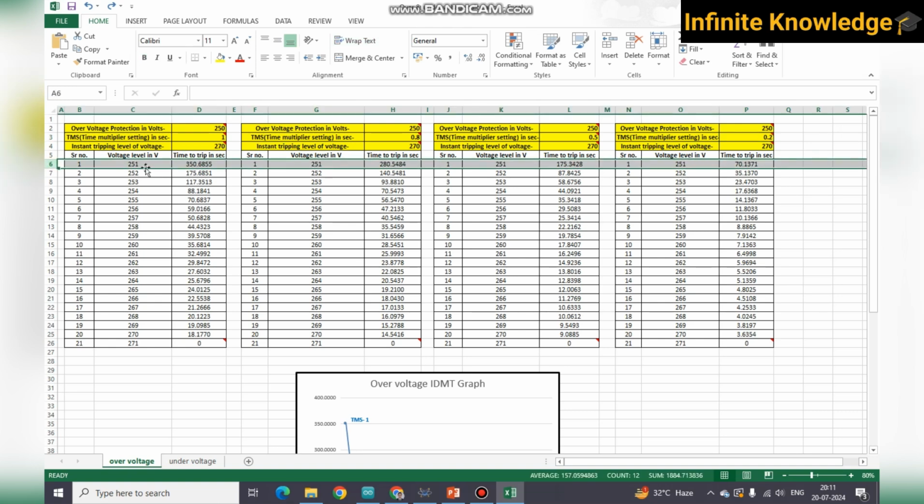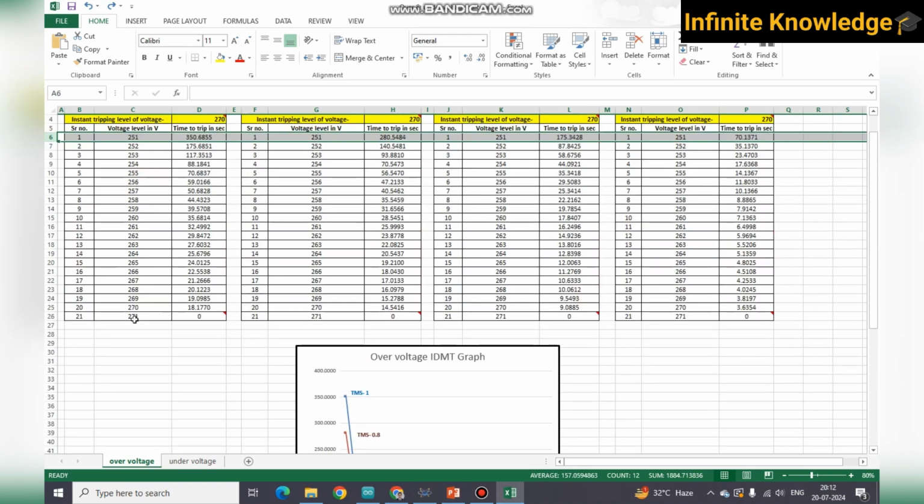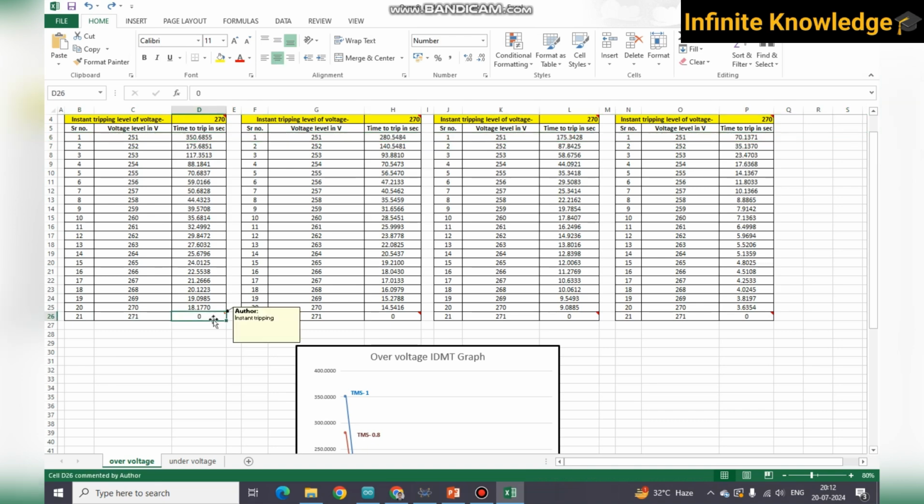You can see here very clearly, for 251 volts, for 1 TMS your tripping is 350 seconds, for 0.8 it is 280, for 0.5 it is 175, and then 0.2. So as your TMS is decreased, your time to trip is also decreased, and after a certain amount of time, when it is 271, you are getting an instant tripping.